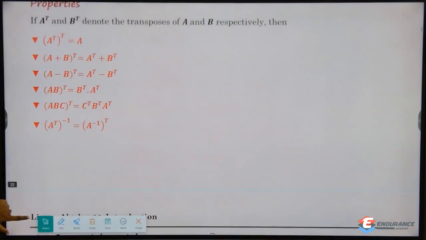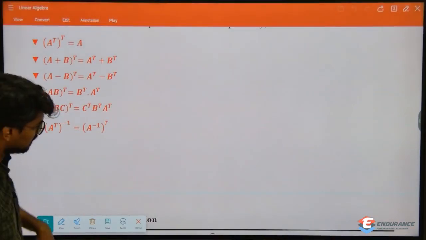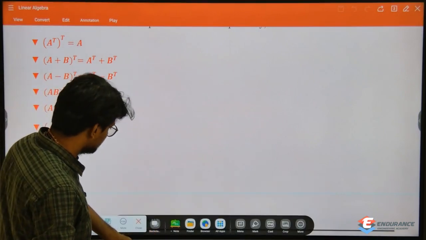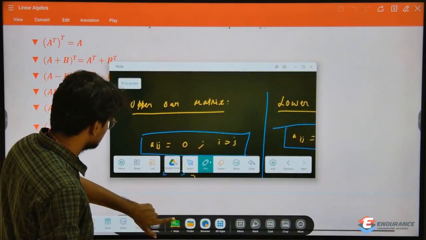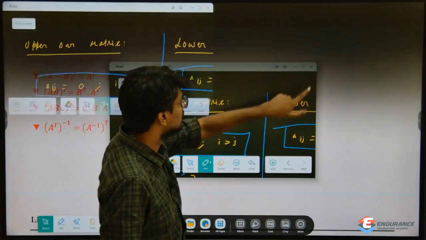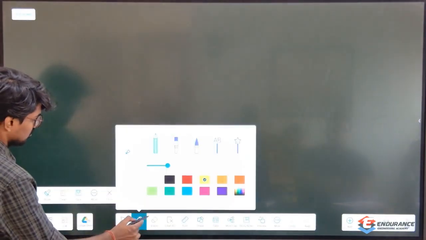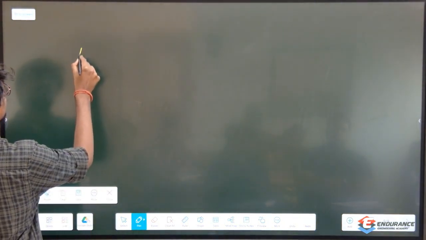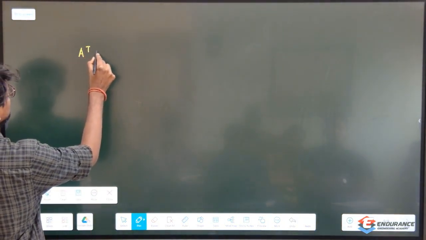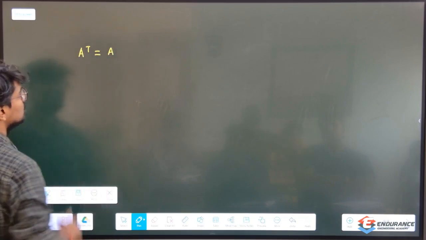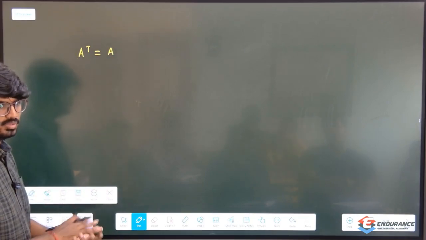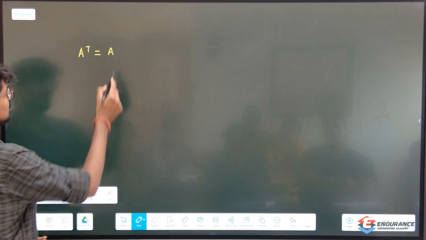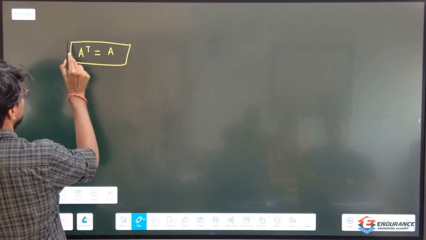Okay, what is a symmetric matrix and a non-symmetric matrix? Maybe I will write it down. Symmetric and skew symmetric, not non-symmetric, skew symmetric. Any ideas? If it is a symmetric matrix, then A transpose should be equal to A. If I apply transpose for the particular matrix, then that should be equal to A itself if it is symmetric.